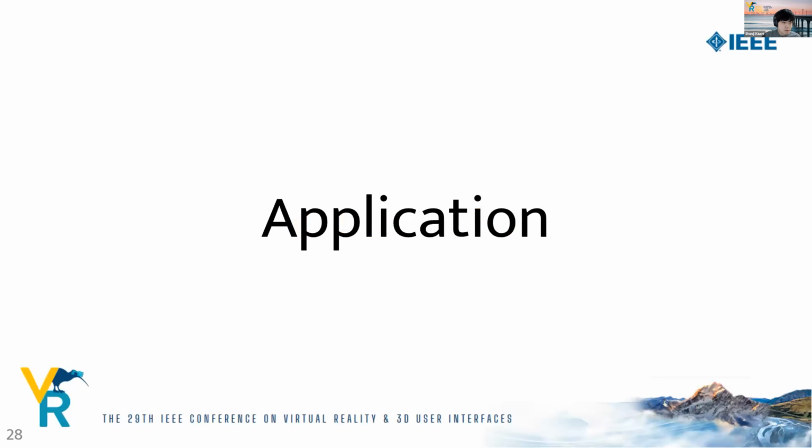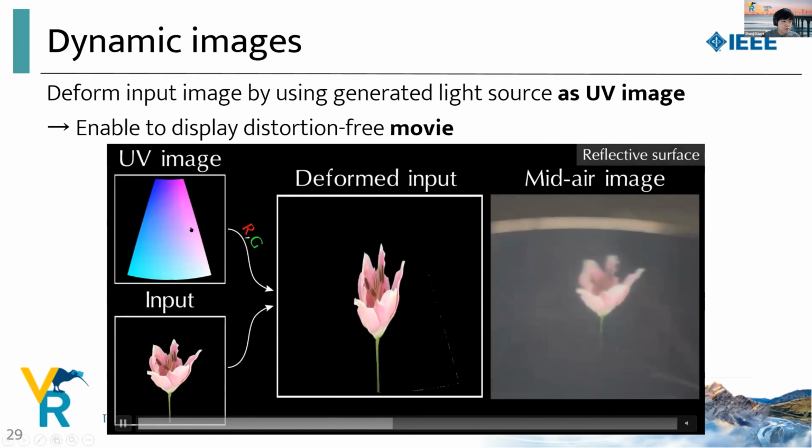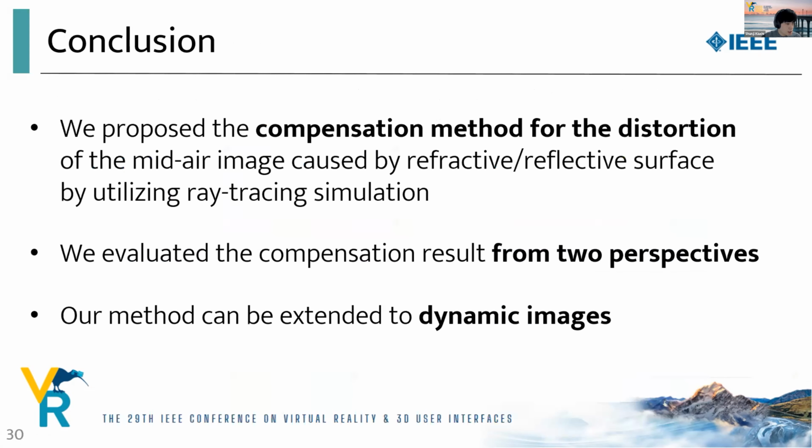And finally, we show the application of our method. Our method can be extended to dynamic image by using generated light source image as a UV map to deform the input image. This is conclusion.